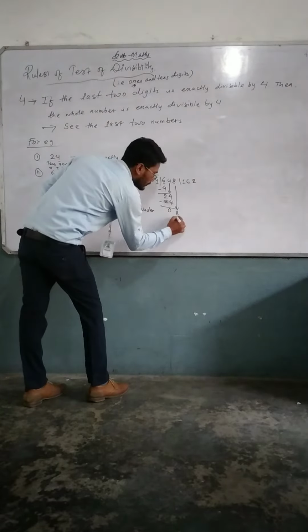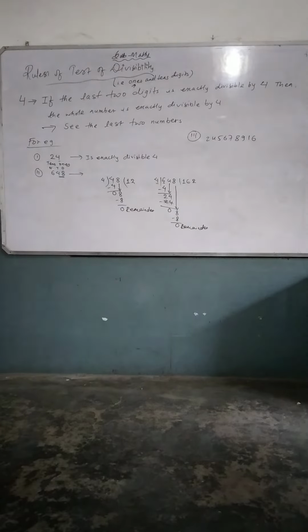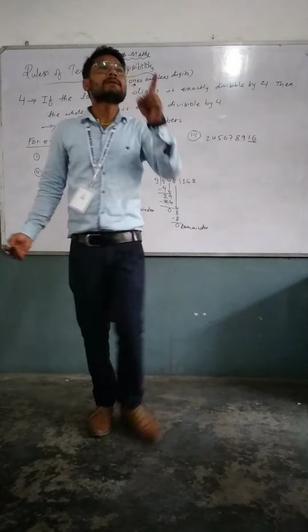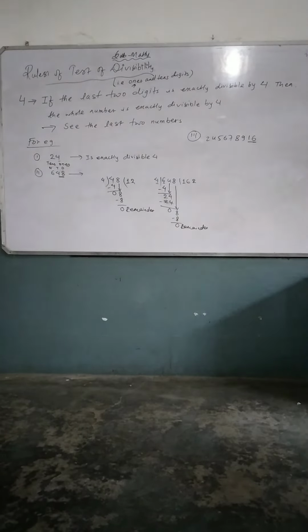No problem. Suppose I write one number, let me give you the next example also. Let me write a bigger number: 2, 4, 5, 6, 7, 8, 9, then after the last digit 16. Now to check whether the number is exactly divisible by 4 or not, which number do you have to check? The last 2 digits. Now say which are the last 2 digits from here? Last and second last. Now can 16 be exactly divisible by 4 or not? How many times? 4 4s are 16.